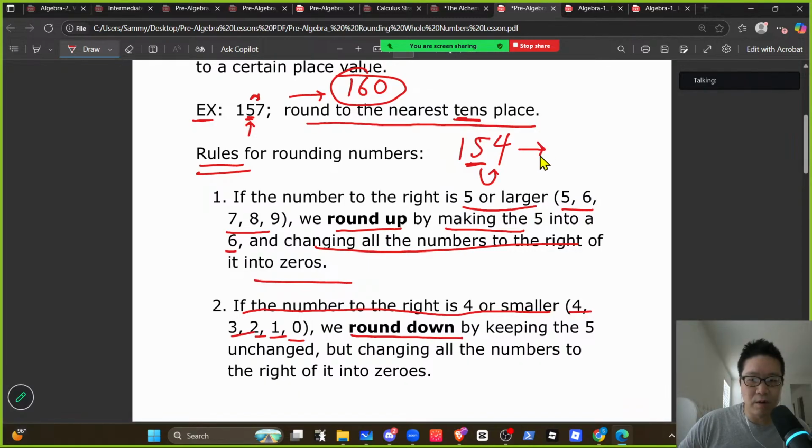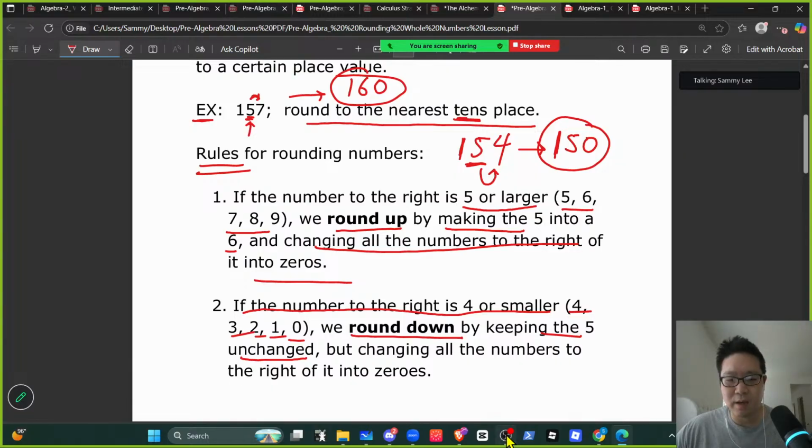So in this one, I'm asked to round 154 down to the tens place. The tens place is 5. The number to the right of it is 4. Do we round up or down? Down. So the 1 stays the same. And what happens to the 5? It stays the same. Good, it says by keeping the 5 unchanged. And then what happens to all the numbers to the right? It turns to 0. Good. So it's going to turn into 150.